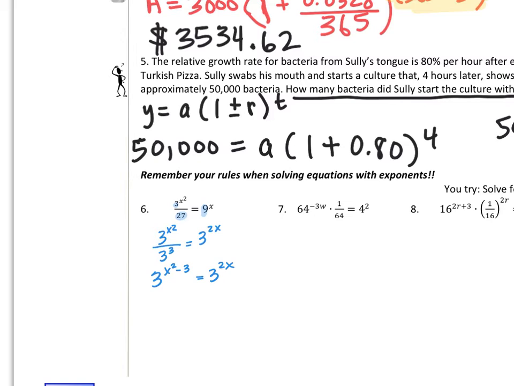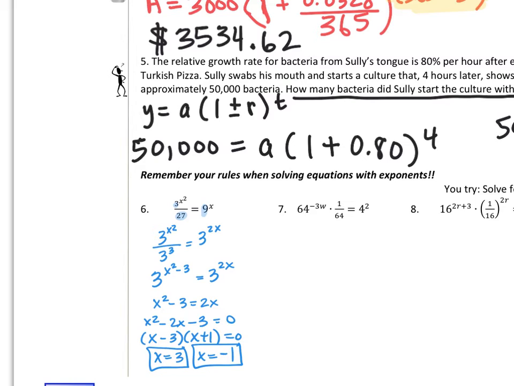Now, when you have the same base like that, you can use your one-to-one property. So this means we have x squared minus 3 equal to 2x. And because it's quadratic, I can just put it all on the same side, equal to 0, and solve. Let's see, that factors to x minus 3, x plus 1. So I'm going to get 2 answers, x equal to 3 or x equal to negative 1. Sweet.